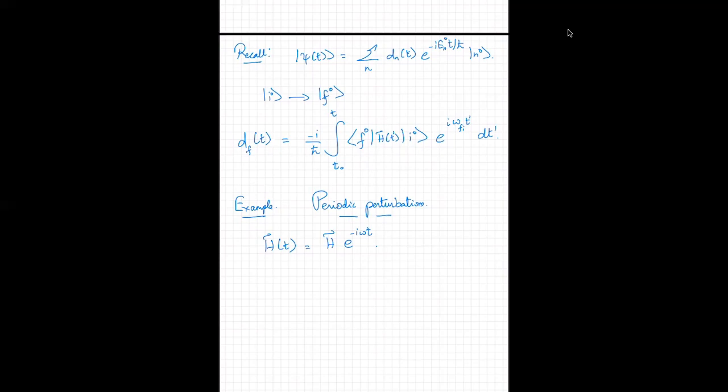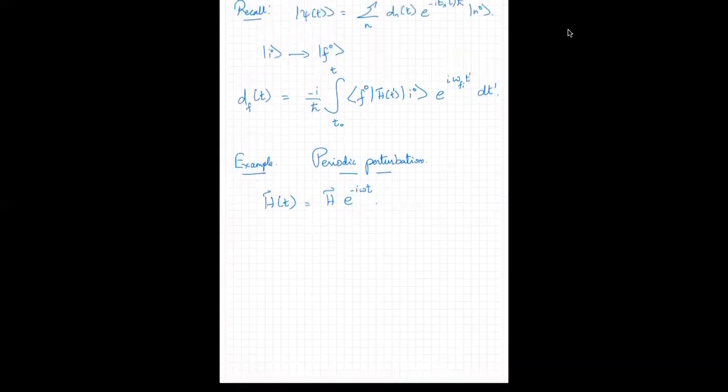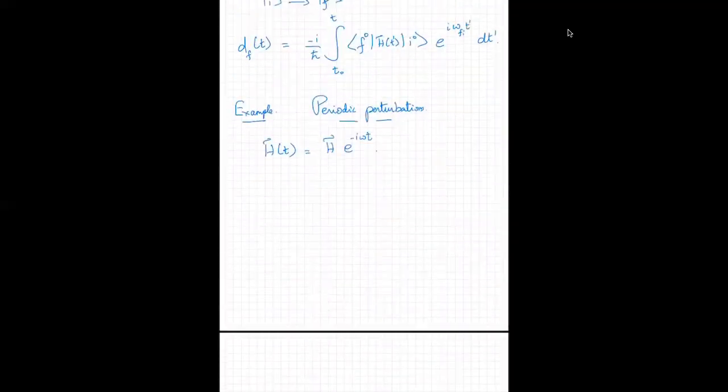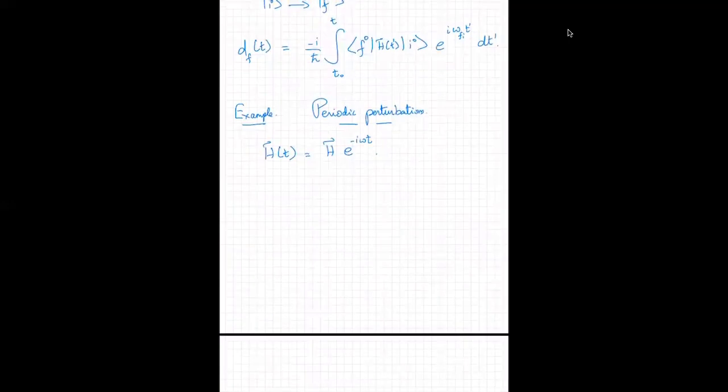So let us simply apply this formula, d f of t, and compute the rate of transition from some initial state to some final state because of this periodic perturbation. And this will have a lot of applications, for example, when we are talking about the interaction of atoms with external radiation and things like that, which we will discuss after the mid-semester examination.